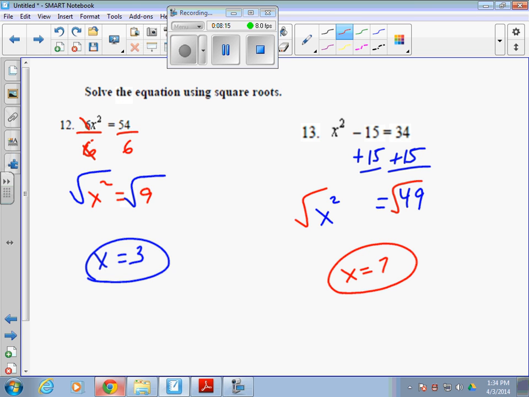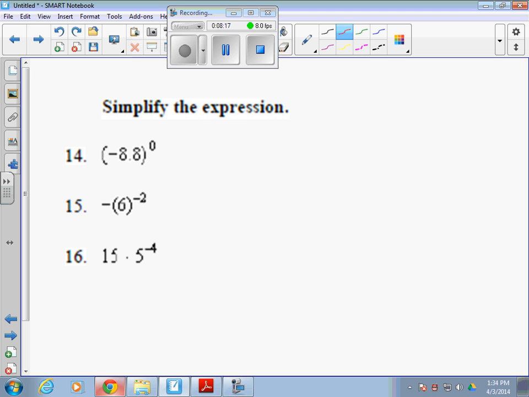But 7 times itself is 49. Then we're simplifying the next problems. Anything being raised to the 0 power is 1. Now, 6 is being raised to the -2. It makes it abundantly clear on this one because it's inside the parentheses and the negative is out front.